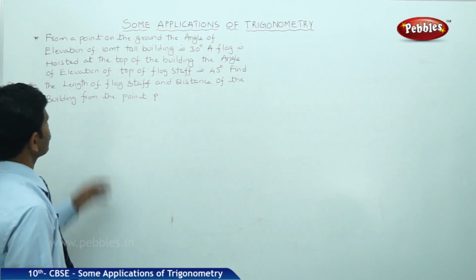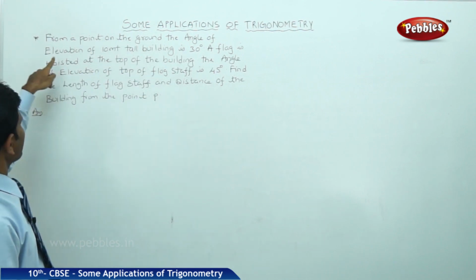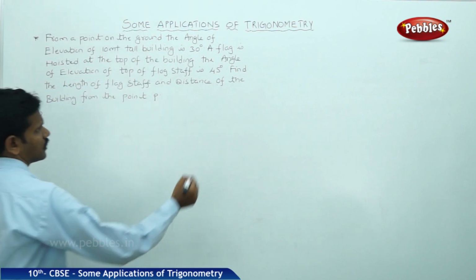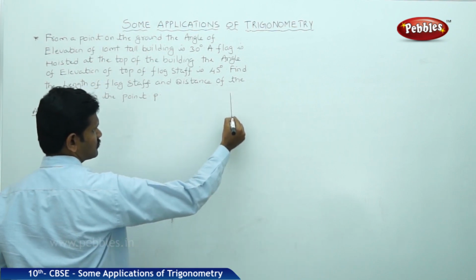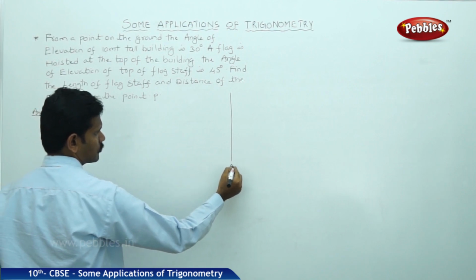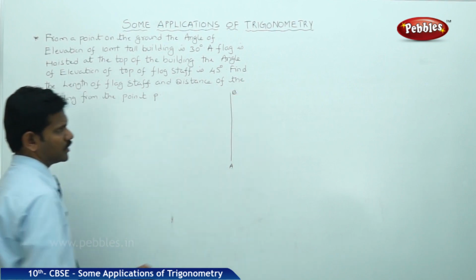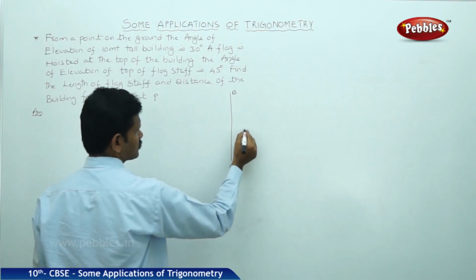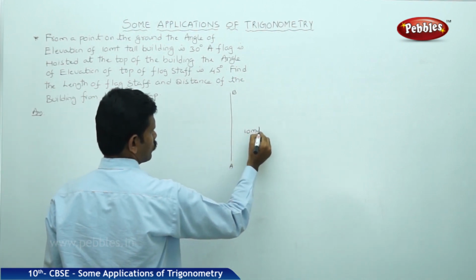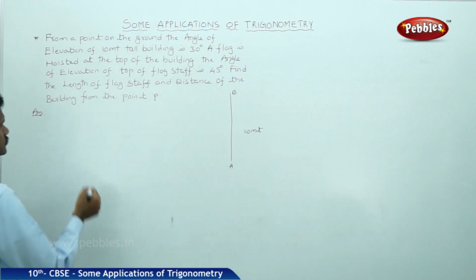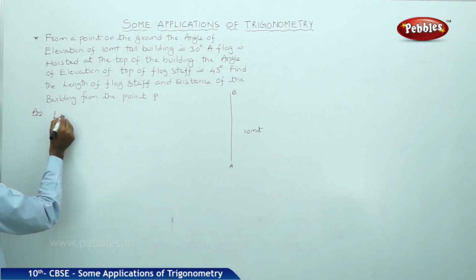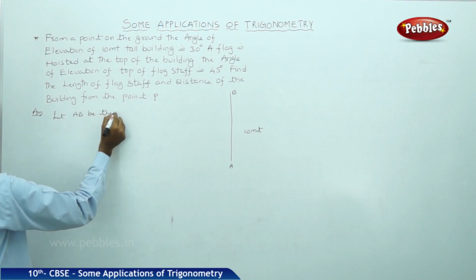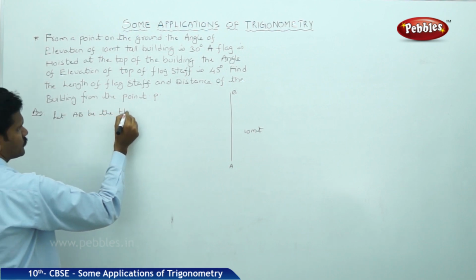Now from a point on the ground, the angle of elevation of a 10 meters tall building. Let AB be the height of the building, that is 10 meters.